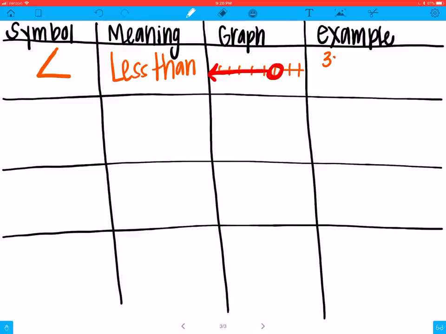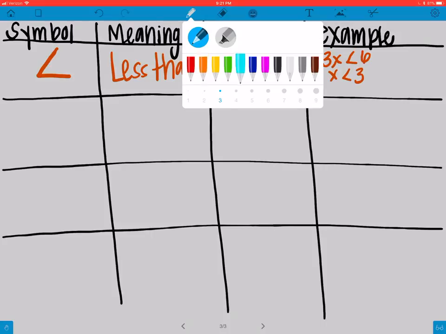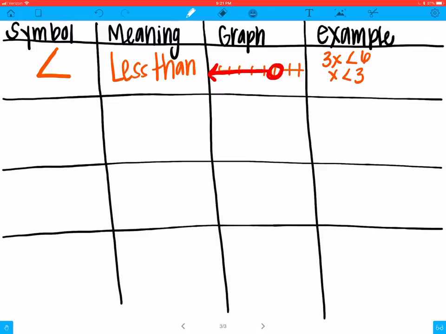So if I had to write some examples, well, I can think of a lot, but if I had 3x is less than 6, that's one way you might see it. I could say 2 is less than 7. That's also true. x is less than 3. Those are examples of things you may see.